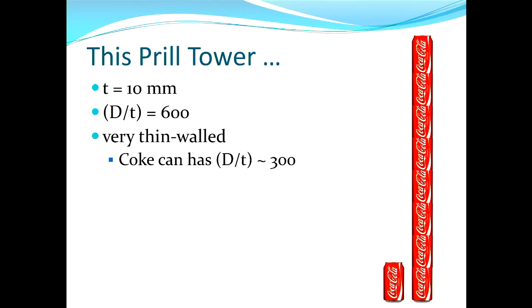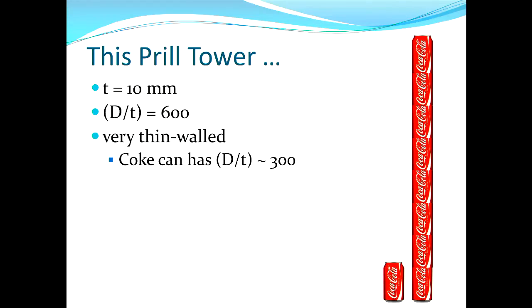A Coke can, by comparison, has a diameter to thickness ratio, D on T, of 300. And it's a pretty fragile structure, certainly under external loading like I'm imposing on it now. In resisting internal pressure, it's very strong. You can pump these things up and shake them up when they're sealed at the top, and they can take a lot of internal pressure. But if they're subject to external pressure or bending or crushing, crumpling, they're pretty fragile. Well, the prill tower is a whole lot more fragile than that in terms of its wall thickness.